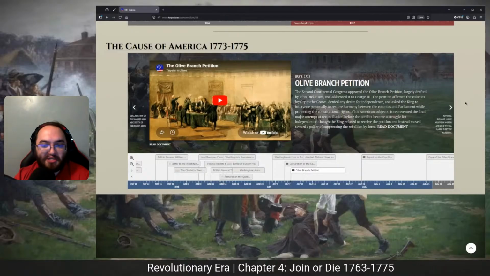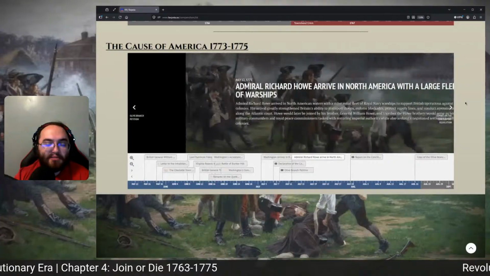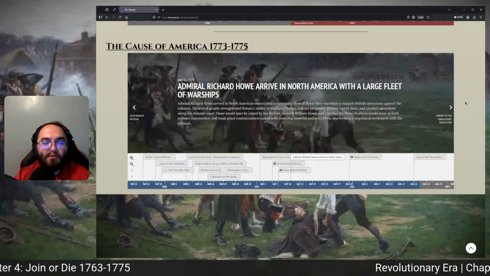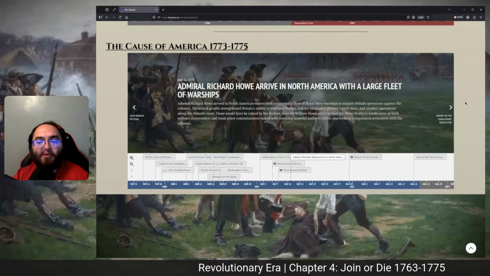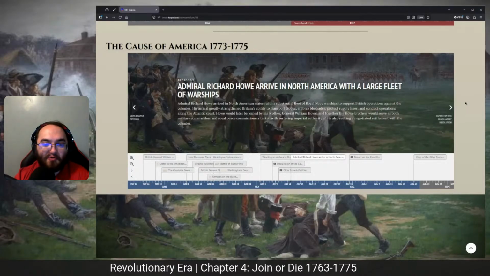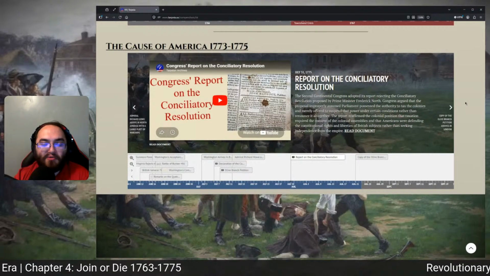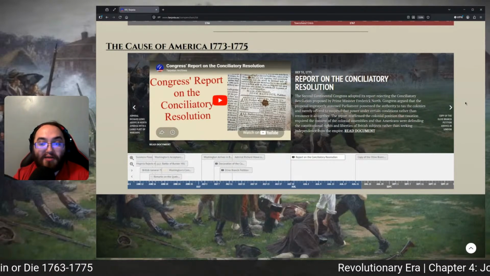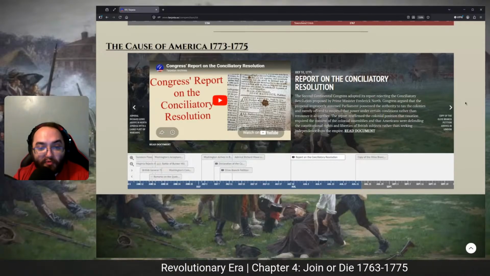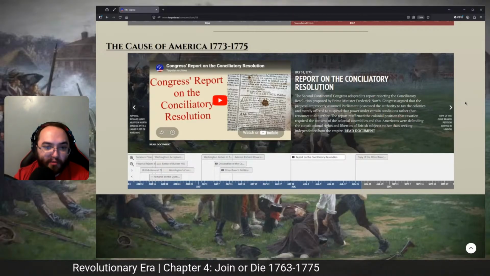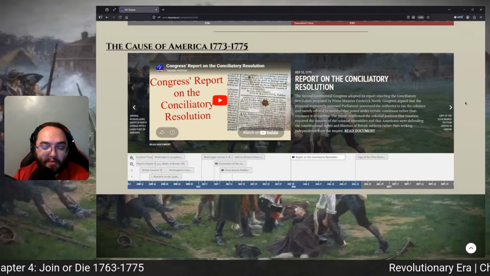the Olive Branch Petition. And right when that is being sent, Admiral Howe, who is General Howe's brother, arrives in North America with a large fleet of warships and reinforcements. And then the Second Continental Congress will pass the report on the conciliatory resolution, which is to refuse and disagree with the Conciliatory Act of Parliament.